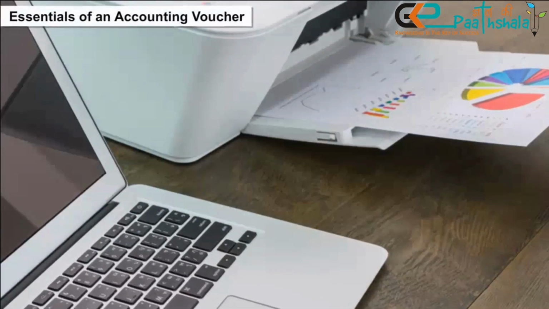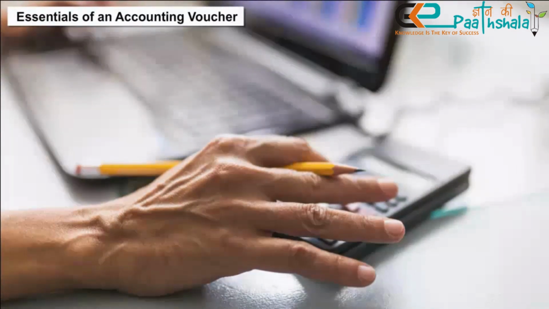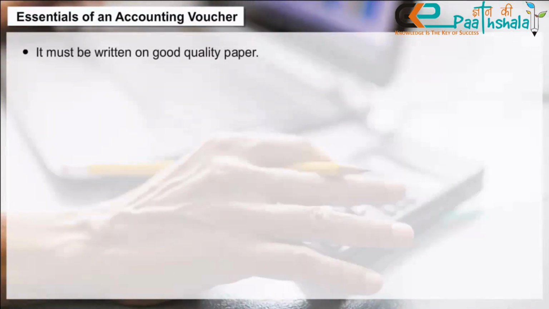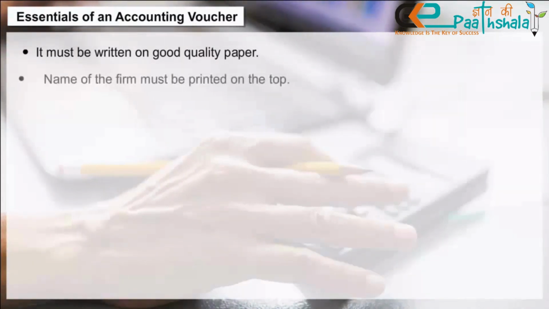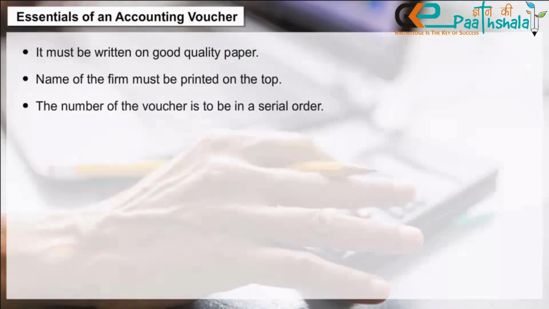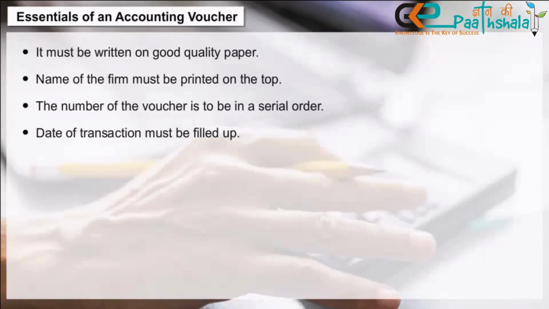Essentials of an accounting voucher. An accounting voucher must contain the following essential elements. These essential elements are: it must be written on good quality paper, the name of the firm must be printed on the top, the number of the voucher is to be in serial order, and the date of transaction must be filled up against the date, not the date of recording of the transaction.